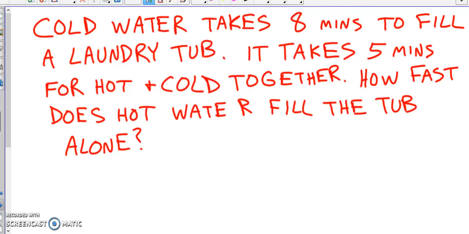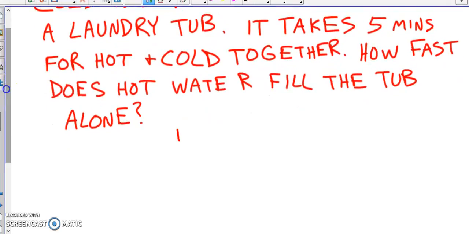Cold water takes 8 minutes to fill a laundry tub. It takes 5 minutes for hot and cold together because you're getting water from two different sources, so it's going to fill faster. They're working together. How fast would the hot water fill the tub alone? Well, what you have to understand from this is that the rate at which the cold water fills the tub plus the rate at which the hot water fills the tub is equal to the rate of the cold and the hot together.